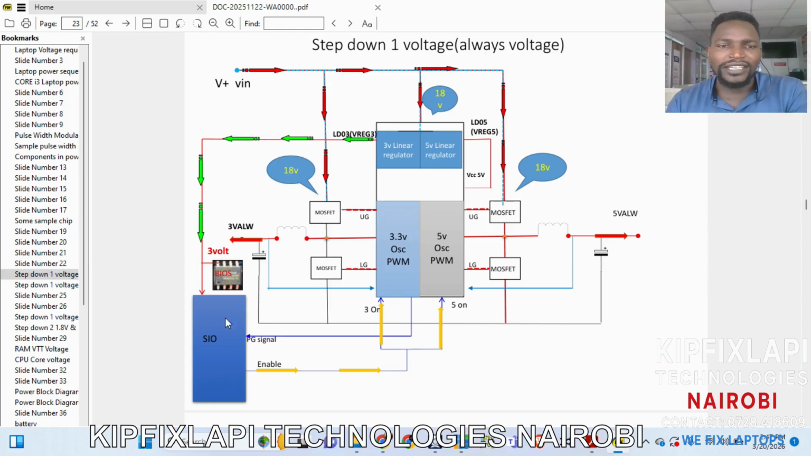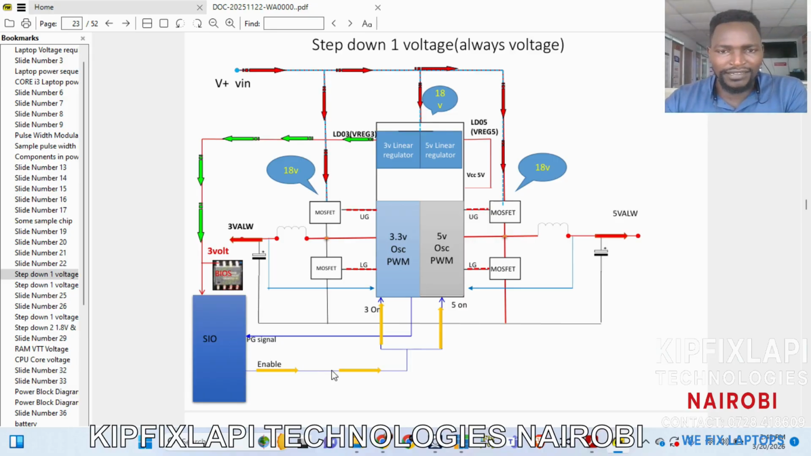We know that this IC is responsible for sending out the enabling signals towards what? Towards any PMIC within the motherboard. As you can see, you have signals coming out, then you have signals coming towards this SIO. This signal is called the PG signal, the power good signal. Then we have enabling signals which go out to any PMIC within the laptop motherboard. I believe I told you earlier, it is the responsibility of this IC to ensure that those ICs are enabled.